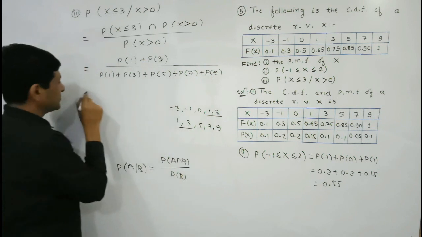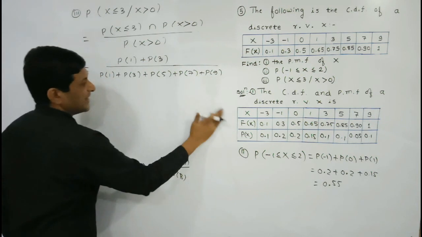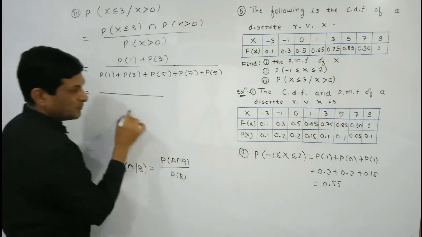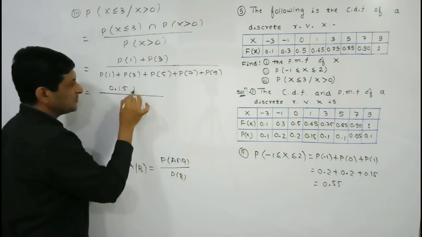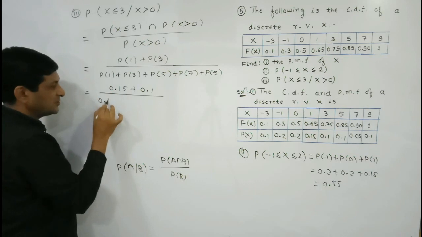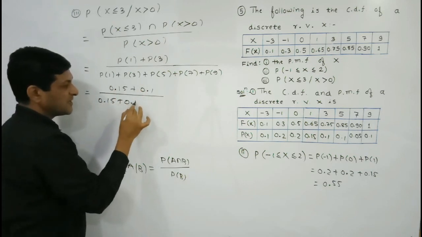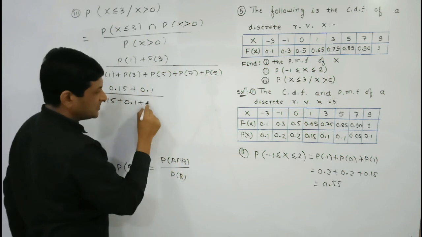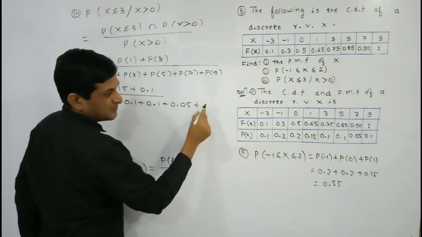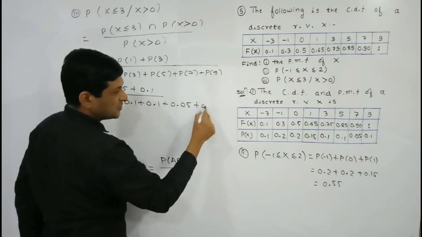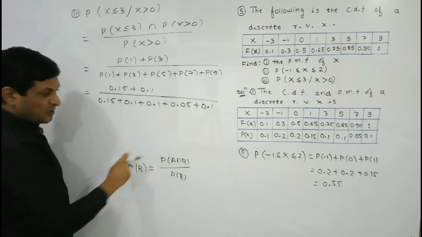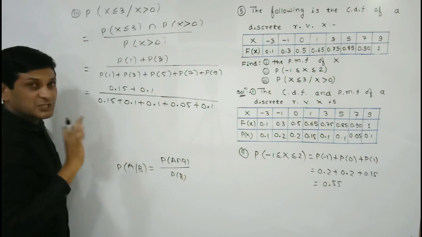Now the remaining part is just to substitute the values. P of 1 is 0.15 plus P of 3 is 0.1. In the denominator also substitute the values. P of 1 is 0.15, P of 3 is 0.1, P of 5 is 0.1, P of 7 is 0.05 and P of 9 is 0.1. Just we have substituted the values of these probabilities. So remember this formula to find our required conditional probability.